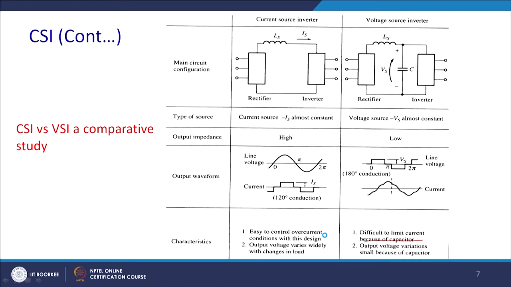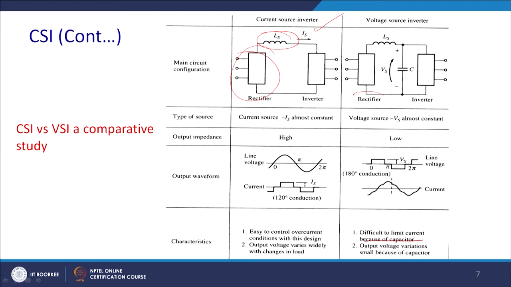Now, what are the differences between the current source inverter and the voltage source inverter? One is that you generally have a rectifier, or if you have a battery or a solar panel with constant irradiation and temperature, then you can consider them as a current source. And then you have a huge inductor. This is one of the detrimental parts of the CSI, otherwise CSI has a huge advantage, but it is bulky as well as costly.